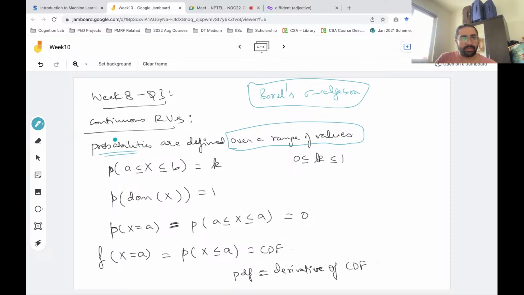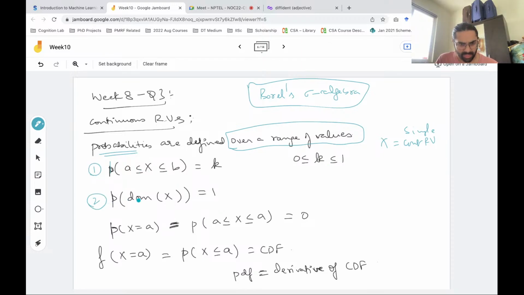So for example, let's say I have X, a single continuous random variable. We will not deal with multivariate right now. So what people said was that we'll define a probability in this format: the probability of a less than X less than or equal to b is some, let's say, k. This k has to be between 0 and 1 compulsorily, because the idea of probabilities is that it always has to be between 0 and 1.